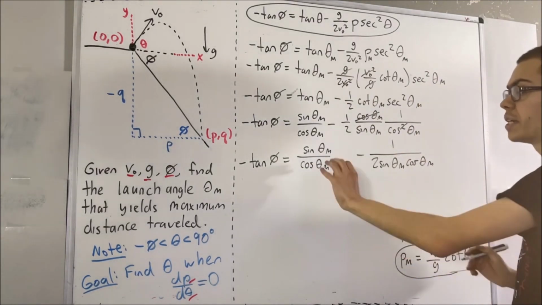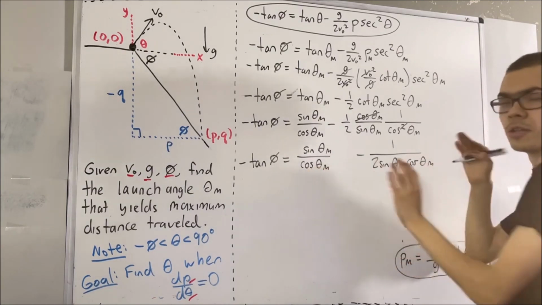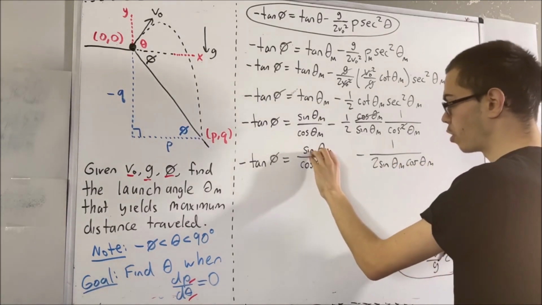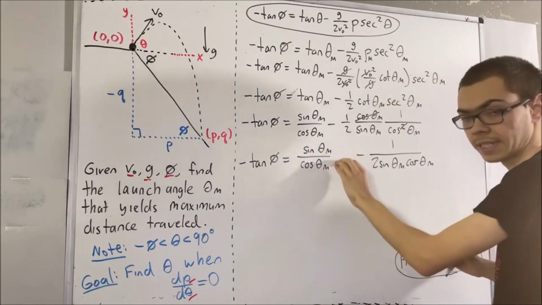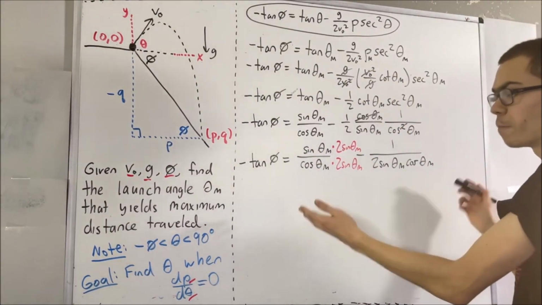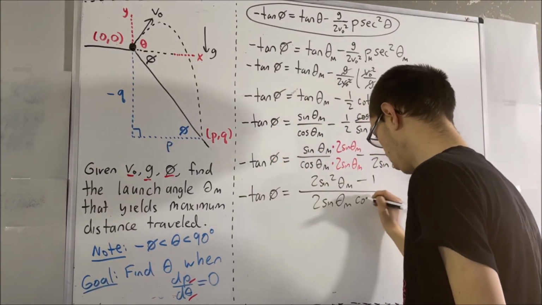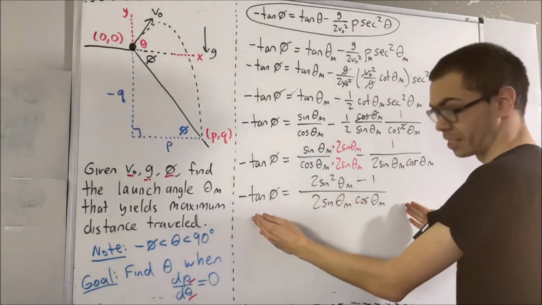this. Now we can combine these two fractions into a single fraction by getting a common denominator. Notice all we have to do is multiply both the numerator and denominator of this fraction by 2 sine theta m. And so from here we get, and so this is where we're at this point.